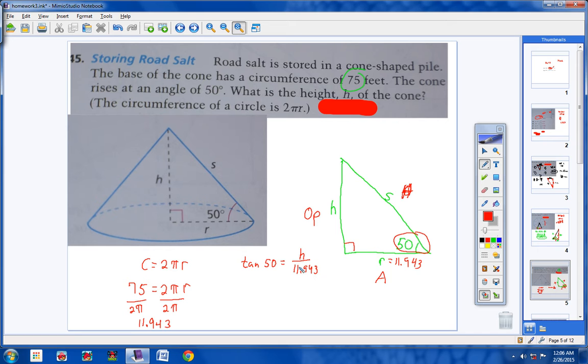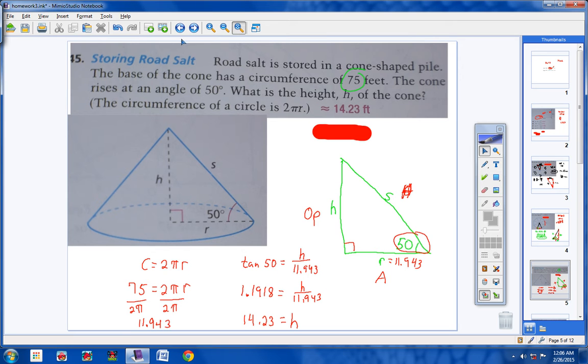Now the tangent of 50 is just a number. That's what the tangent of 50 is. 1.1918. Now if I multiply both sides by the denominator, and the denominator is 11.943, if I multiply the left side by 11.943, I'm going to get 14.23. If I multiply the right side by 11.943, I will get h. So the height is 14.23.